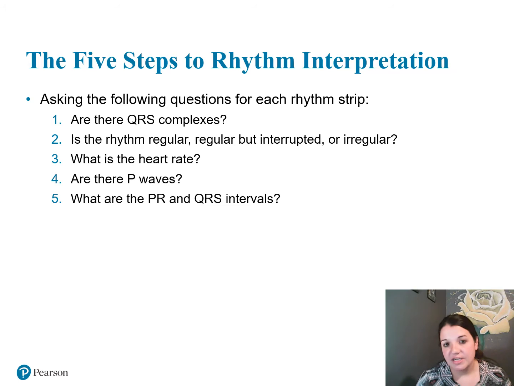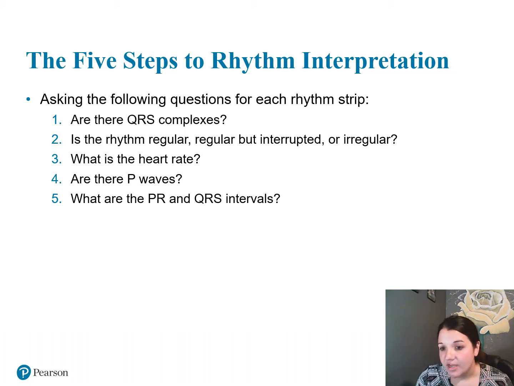Third question, what is your heart rate? What is that strip's heart rate? So if I'm an irregular rhythm, I can use the 6-second method, which is multiplying my QRSs by 10. But I need to get the range by using my little block or memory method, right? What is the heart rate of that rhythm?